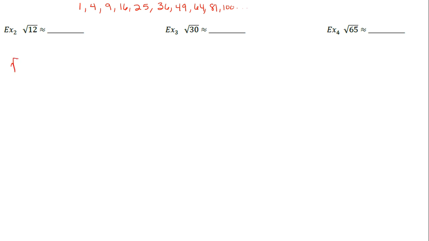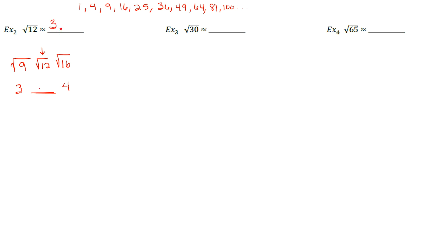So we're going to have the square root of 9, we have the number we're estimating, and then we have the square root of 16. So the square root of 12 comes between the square root of 9 and 16. Now, what is the square root of 9? Well, that's 3. And the square root of 16 is 4. So somewhere 3 point something is going to be the square root of 12. So we know this whole number part is 3.